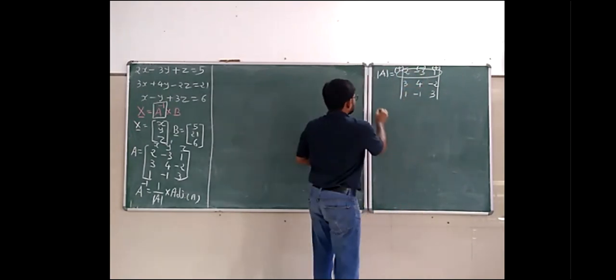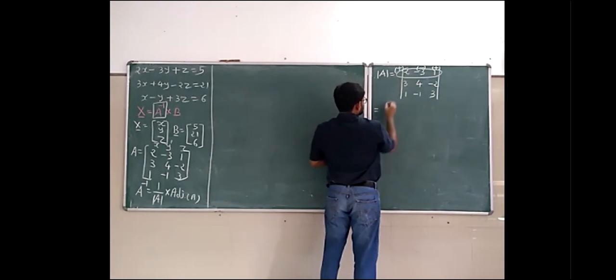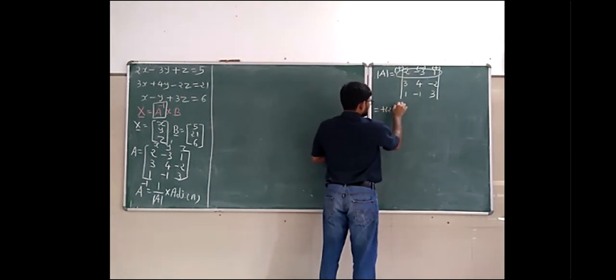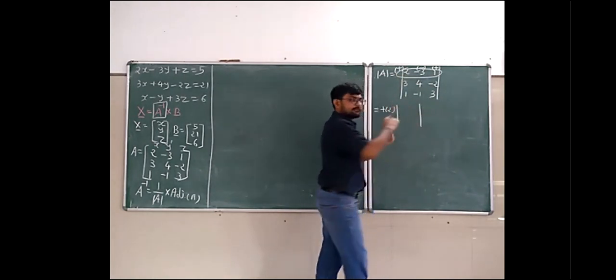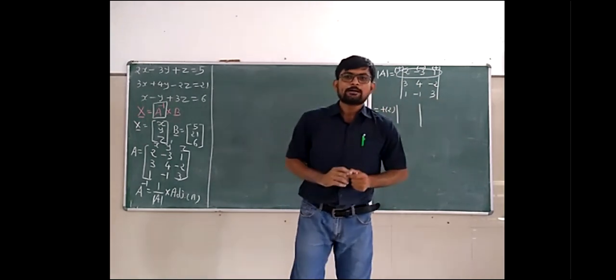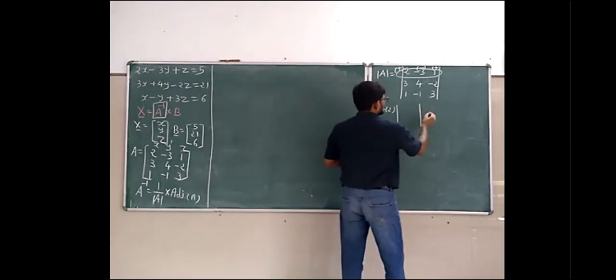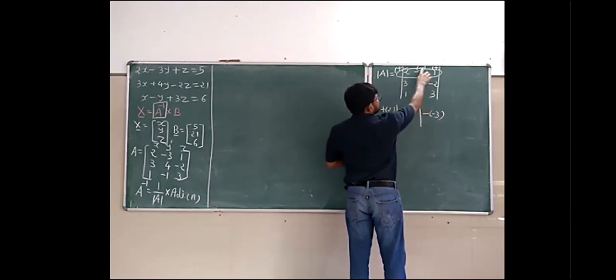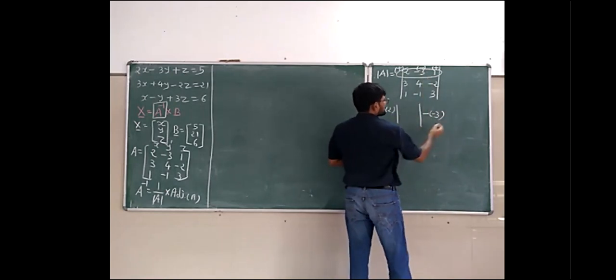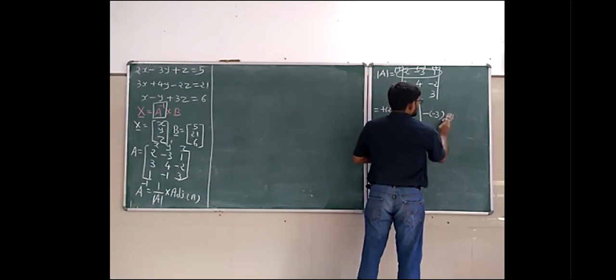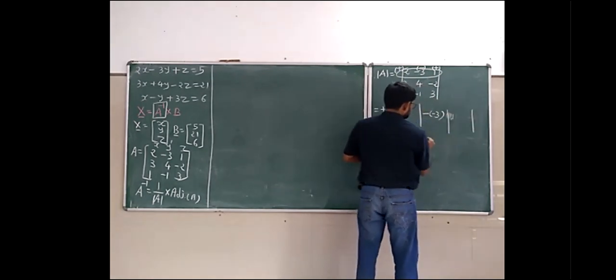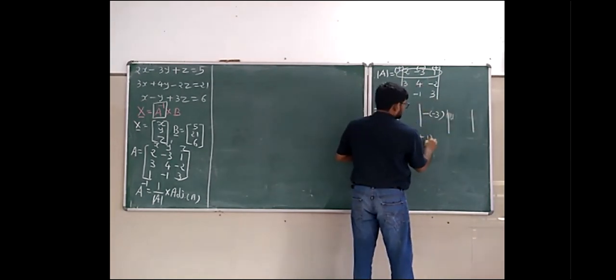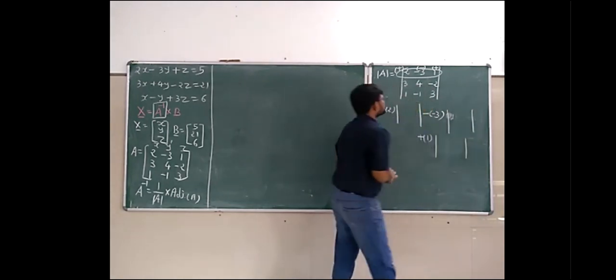Okay. So now first of all write down plus 2 into, now we'll transform this 3 by 3 matrix into a 2 by 2 determinant. So minus into minus 3. The sign is negative and the value is negative. Plus 1 into.